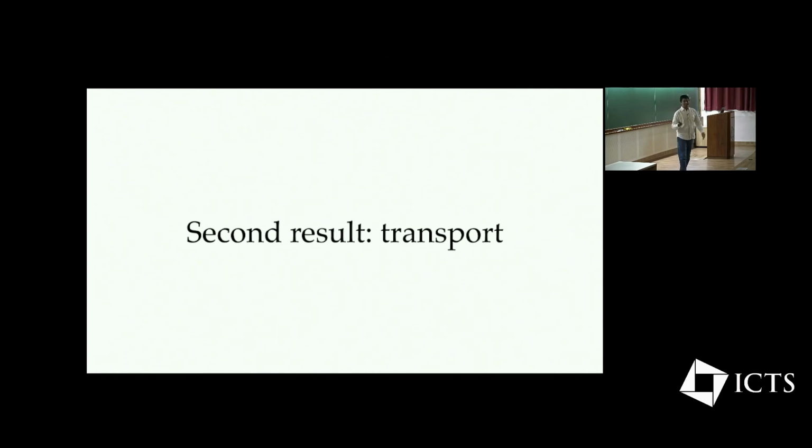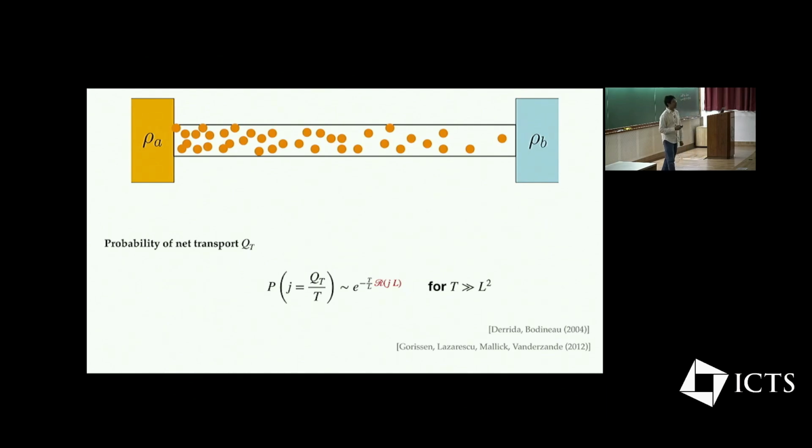What about the second result? The second result is about transport. This is also a very well-studied problem. It is in a similar geometry where you have two reservoirs and you couple the system between the two reservoirs. And now you ask, okay, how much of the current, let's say of energy or particles, has flown from one reservoir to the other? Now, most of the studies have been done where the time is very large, such that the system has reached a stationary state.